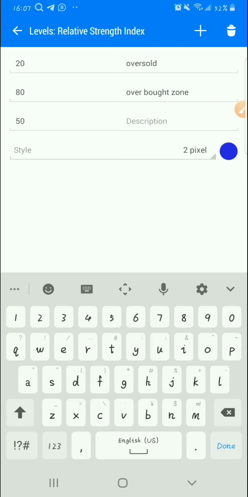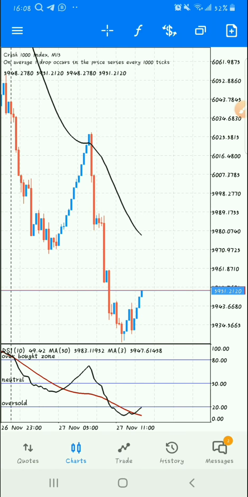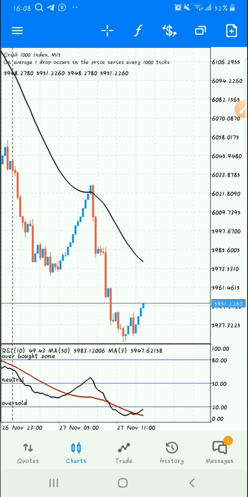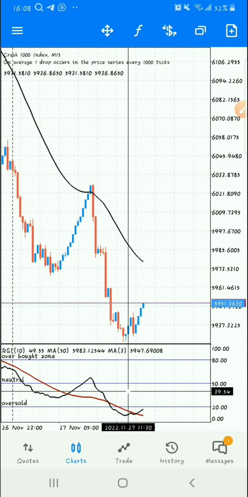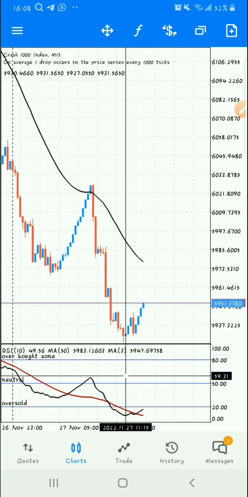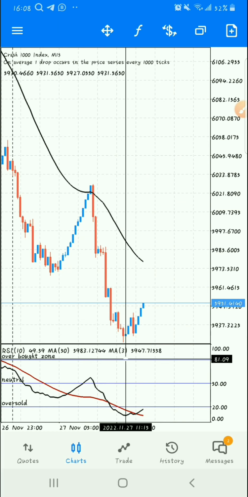Okay, and this is our level 50 as the neutral of the market, whereby the market is neutral, and we use style 2 pixels, color blue or a color of your choice. Okay, and you press done. Let me first show you what I did. Guys, you see, this is where the market is neutral. We stay out of the market, meaning that the market is not giving us any indication. And whenever the market is oversold, we look for buys. When the market is overbought, we look for sells.